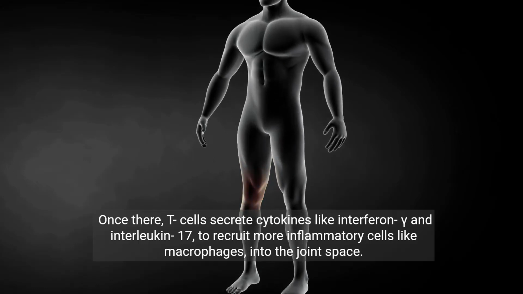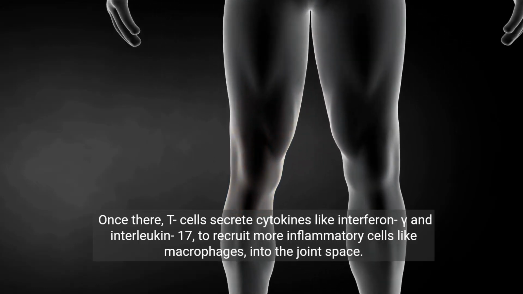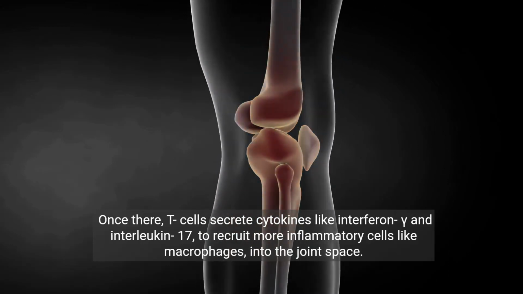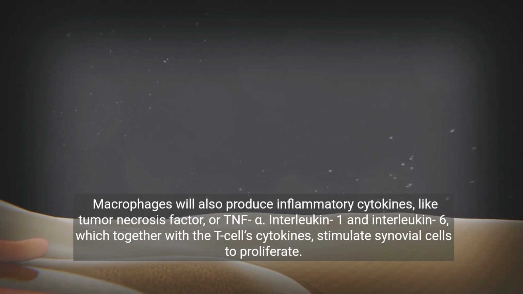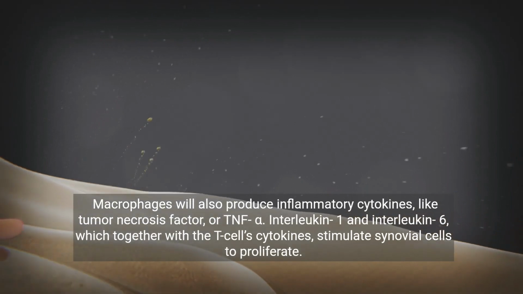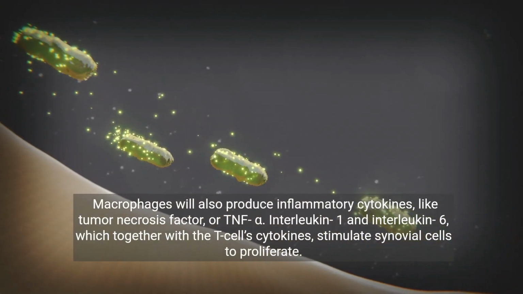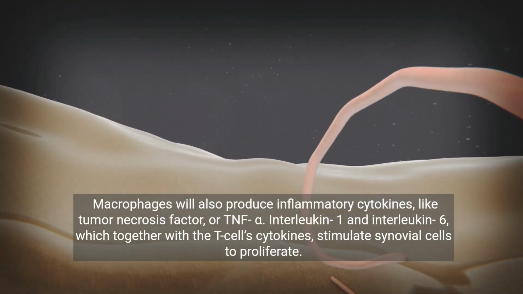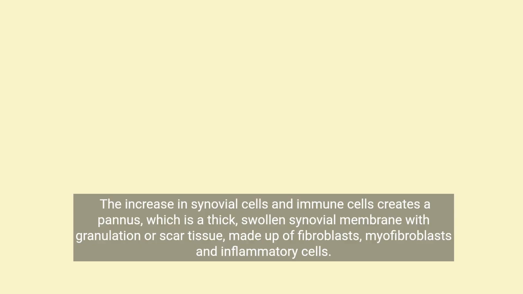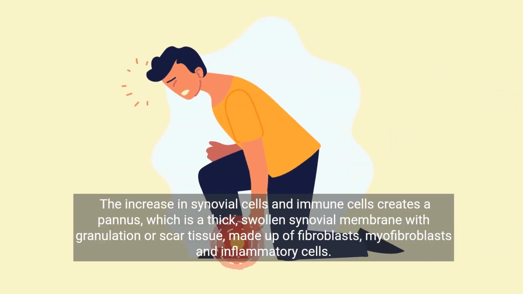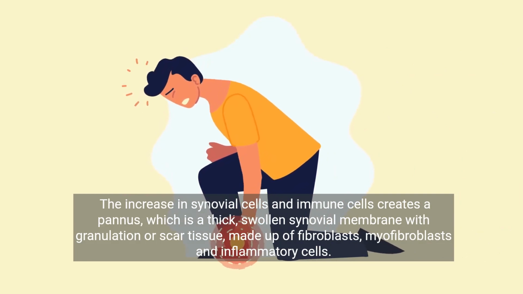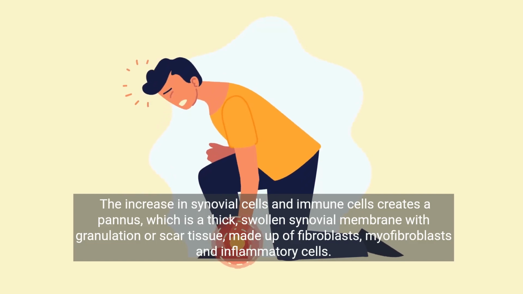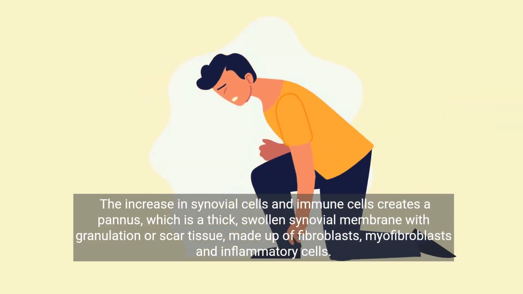Once there, T cells secrete cytokines like interferon gamma and interleukin-17 to recruit more inflammatory cells like macrophages into the joint space. Macrophages will also produce inflammatory cytokines like tumor necrosis factor, or TNF-α, interleukin-1 and interleukin-6, which together with the T cell cytokines stimulate synovial cells to proliferate. The increase in synovial cells and immune cells creates a pannus, which is a thick, swollen synovial membrane with granulation or scar tissue made up of fibroblasts, myofibroblasts, and inflammatory cells.